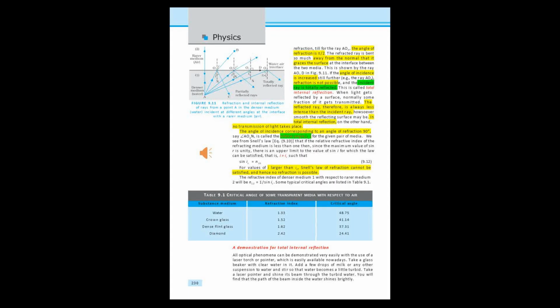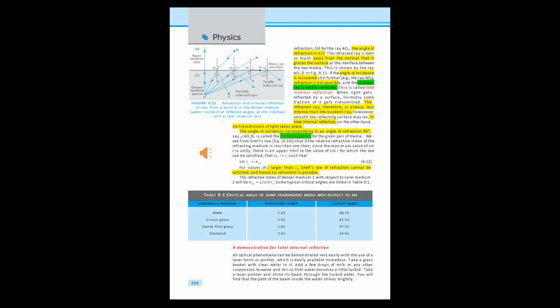We see from Snell's law, equation 9.10, that if the relative refractive index of the refracting medium is less than 1, then, since the maximum value of sin r is unity, there is an upper limit to the value of sin i for which the law can be satisfied, that is, i equals ic such that sin ic equals n21, 9.12. For values of i larger than ic, Snell's law of refraction cannot be satisfied, and hence no refraction is possible. The refractive index of denser medium 1 with respect to rarer medium 2 will be n12 equals 1 by sin ic. Some typical critical angles are listed in table 9.1.